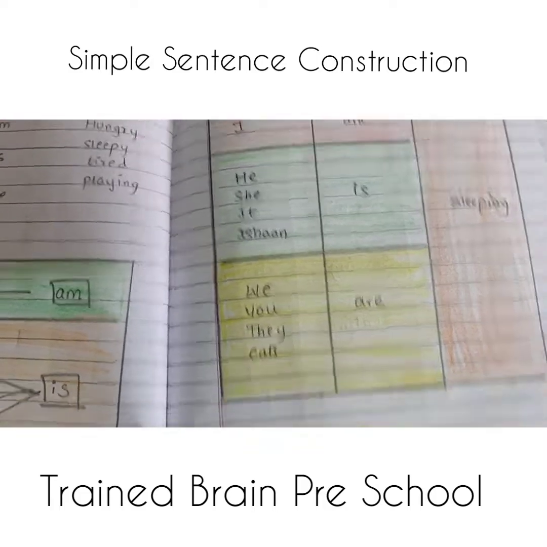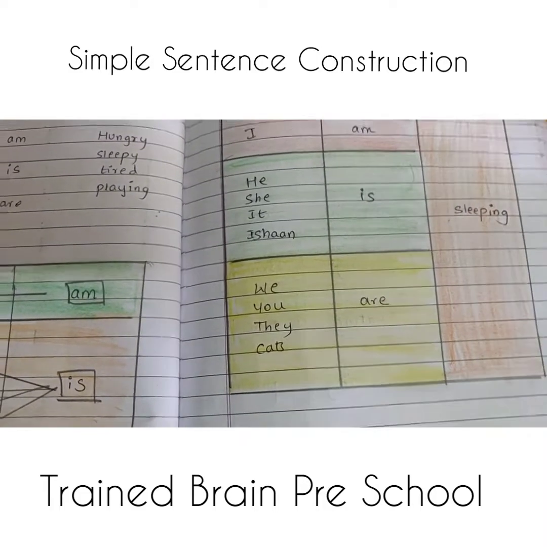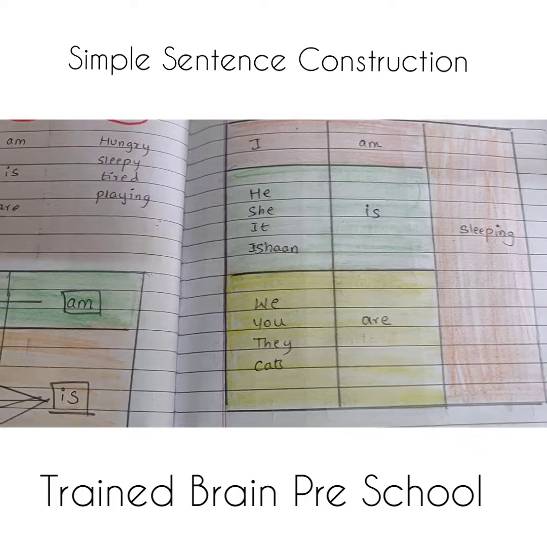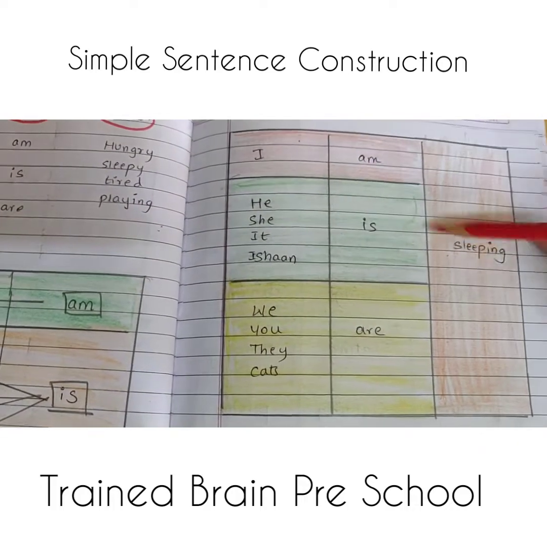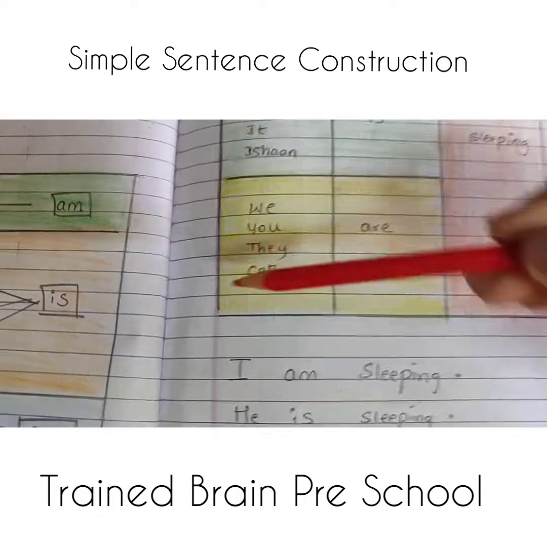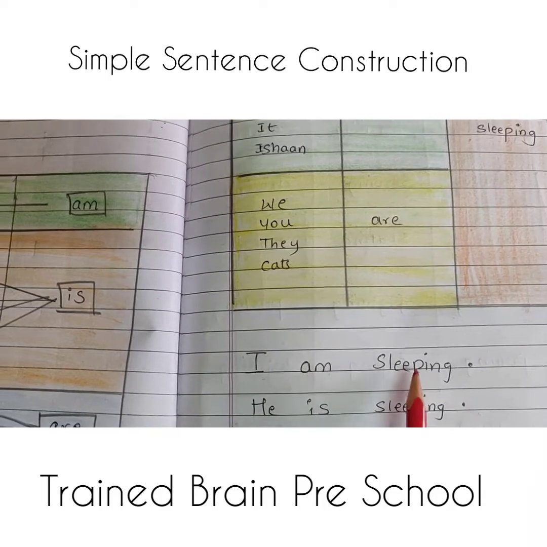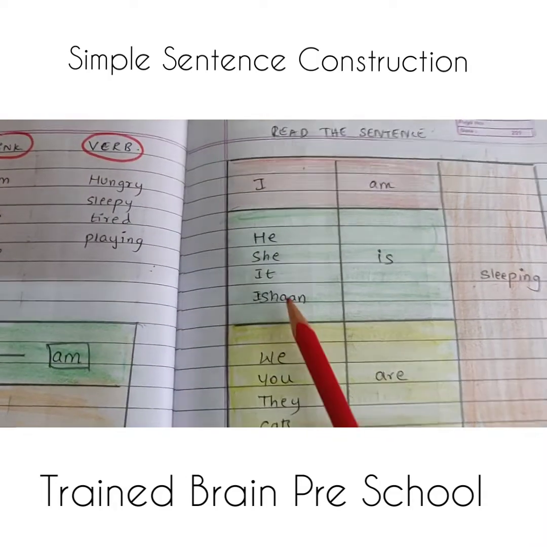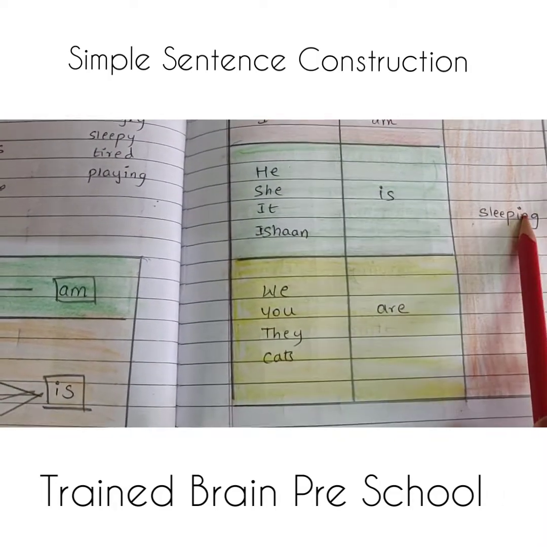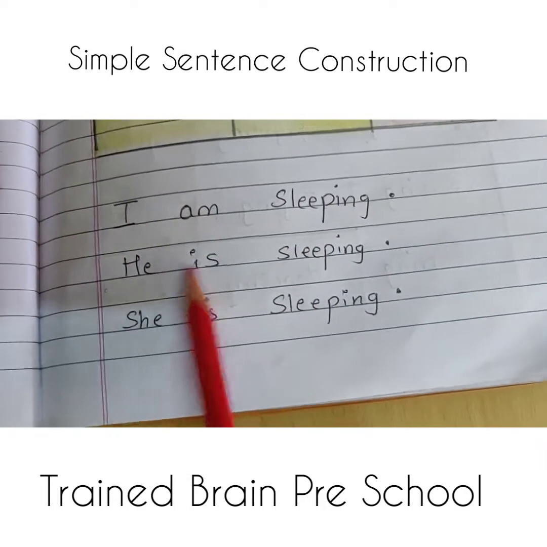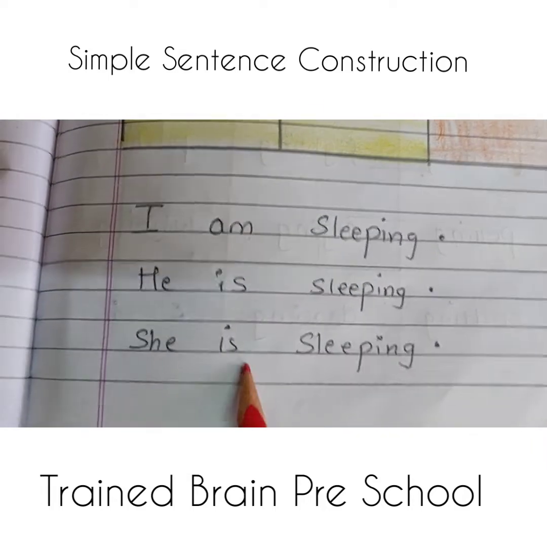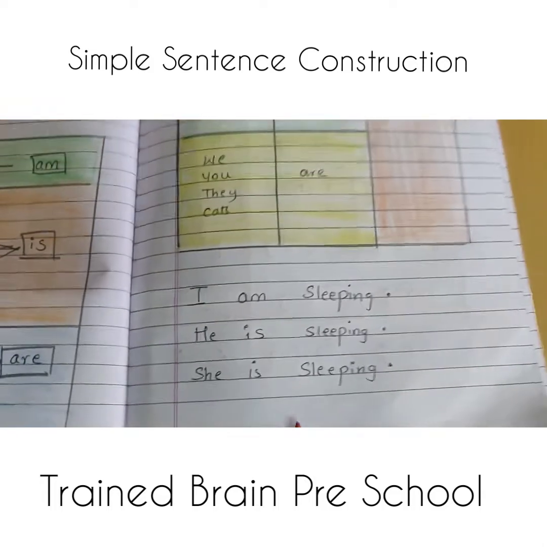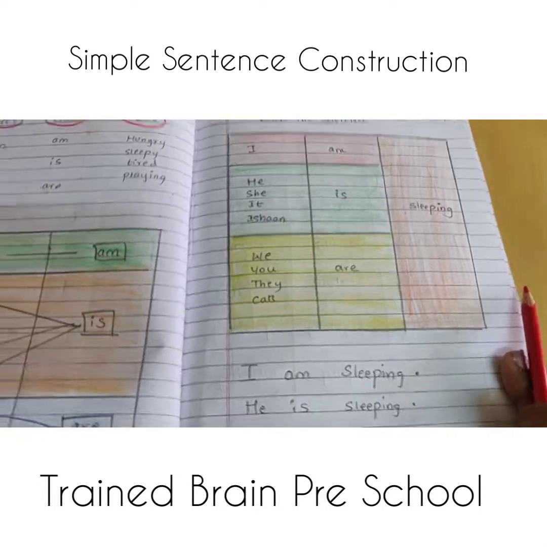Now it's not only about reading. Say for example, if you want the child to also write after they read, like I am sleeping, they could also write it down. I am sleeping. So you could use a 4-line book for it. He is sleeping. So we give them he is sleeping, she is sleeping. The child can also write down the sentences for better understanding.